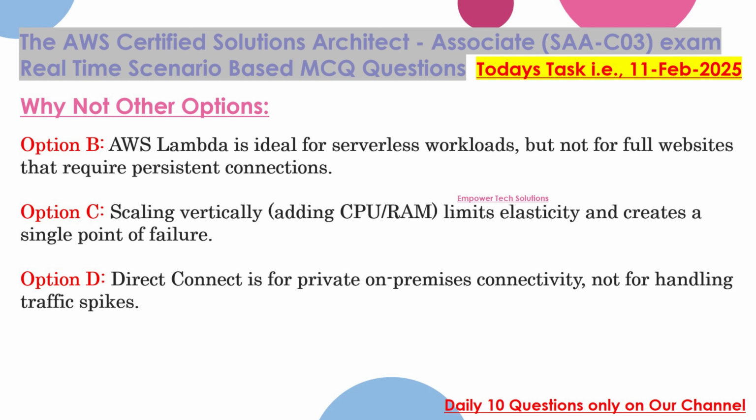Why not other options? Option B. AWS Lambda is ideal for serverless workloads, but not for full websites that require persistent connections. Option C. Scaling vertically, adding CPU/RAM, limits elasticity and creates a single point of failure. Option D. Direct Connect is for private on-premises connectivity, not for handling traffic spikes.